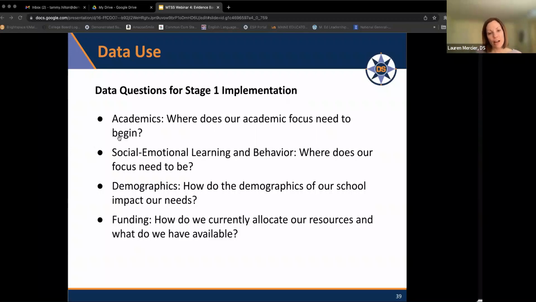And then in terms of funding, how do we currently allocate our resources, right? And what do we have available, right? And so to really work through this data, we would encourage you to access your business manager in the district and or your title funds manager. Some of our work with MTSS teams actually have included work with business managers, right? Because they really are part of this process in terms of if you're thinking about sustained implementation of the framework and needing to have that lens of funding and budgeting. So that's very helpful.